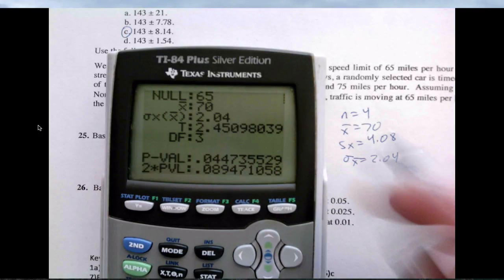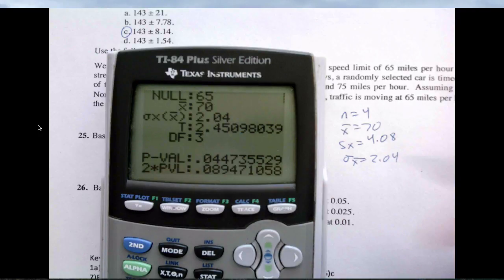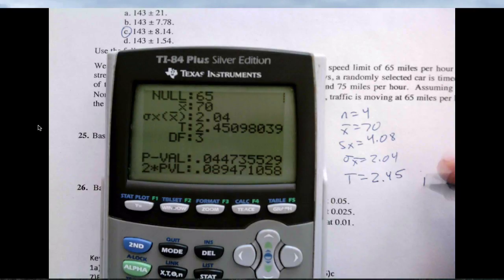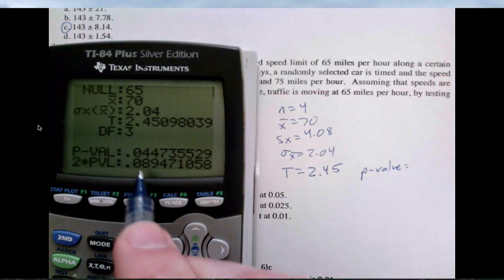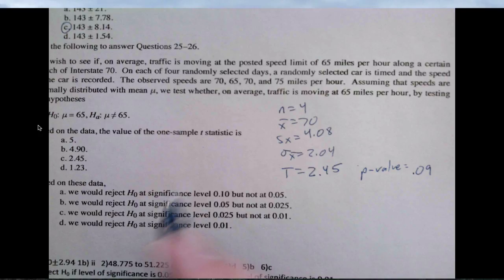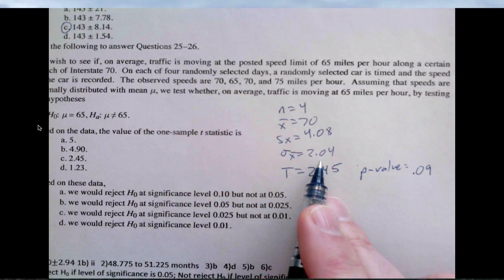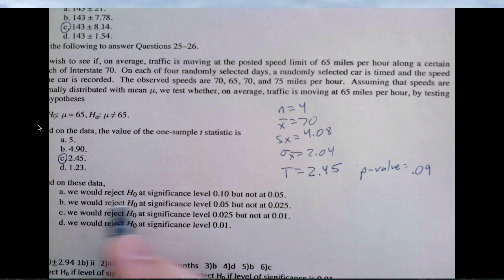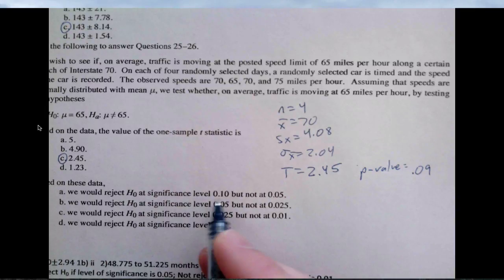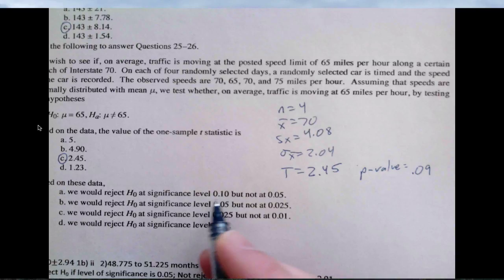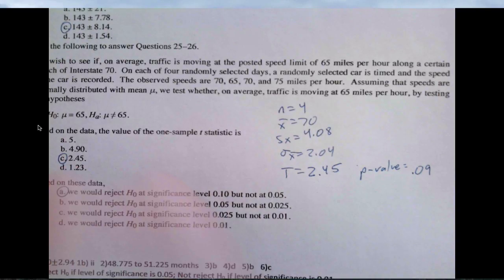All right, so we ended up with the same value we had before. Our t-value in this case is 2.45. Our p-value, we have to use the double p-value because it is a two-sided test, which is 0.09. So the t statistic is, I'm sorry, 2.45. And we would only reject this for any value greater than 9%, which would be 10%, but not at the 5%. There we go.